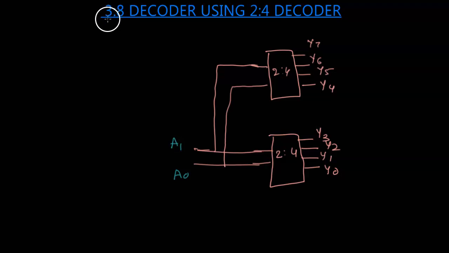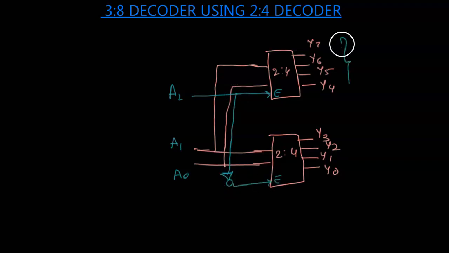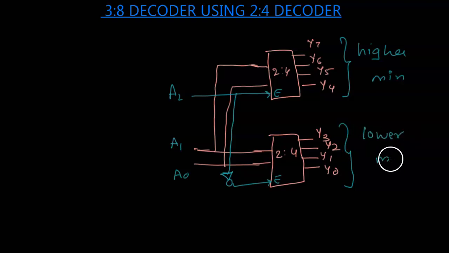But this is a 3:8 decoder, so we need to have 3 inputs. The third input is A2, which is going to act as my enabler. But the other 2:4 decoder is going to get a NOTed form of my enabler. So this is going to give you the higher minterms, and the other outputs are going to give you the lower minterms. So this is how you create a 3:8 decoder using a 2:4 decoder.